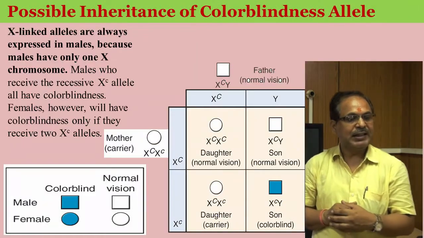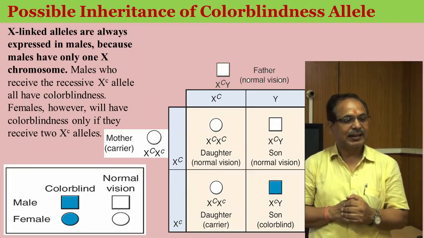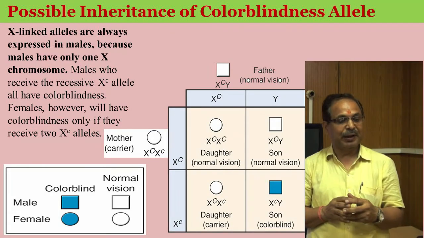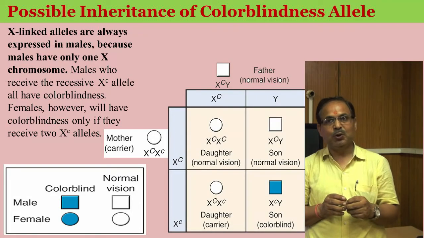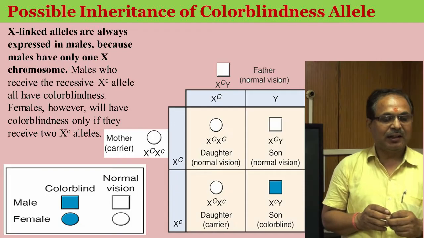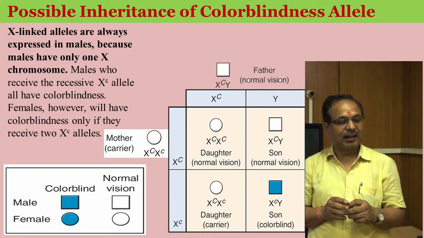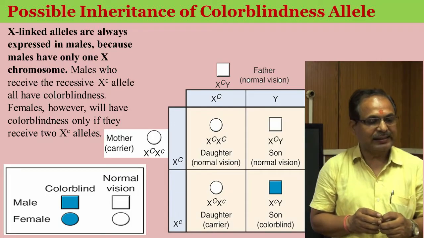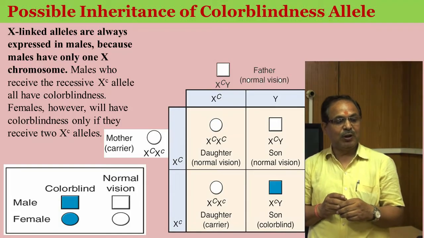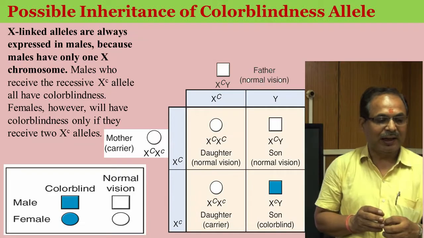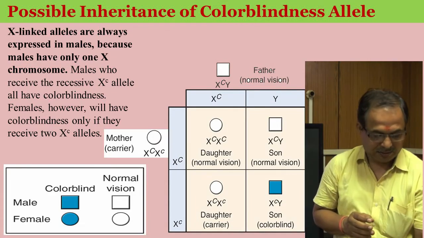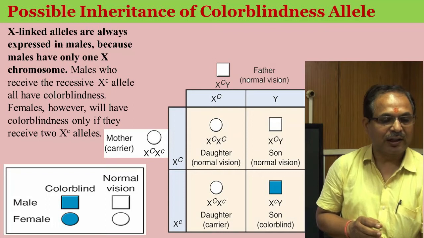The inheritance of color blindness alleles: X-linked alleles are always expressed in males because males have only one X chromosome. Males who receive the recessive X allele for color blindness will be color blind, but females will be color blind only when they have two recessive X alleles for color blindness.